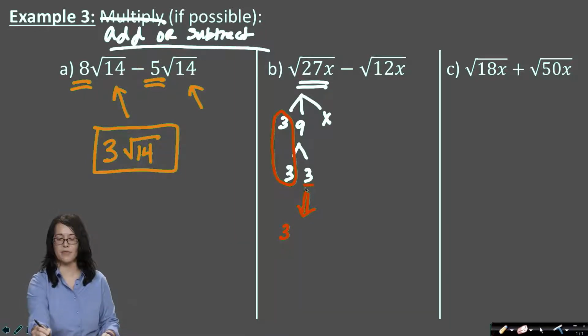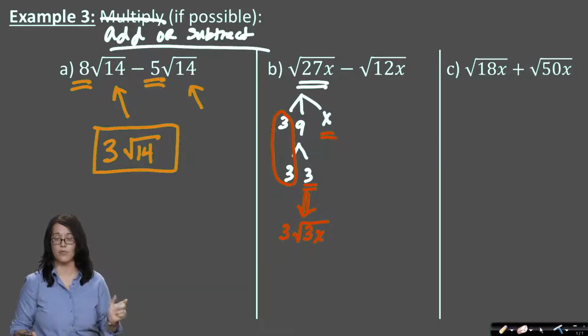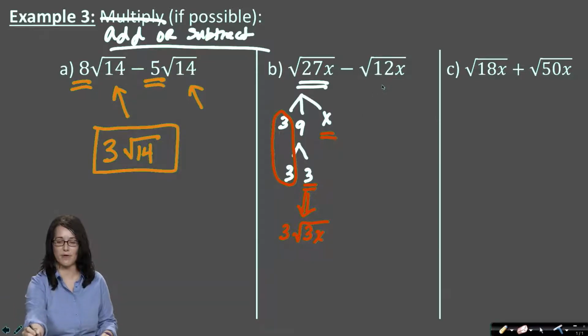But notice that the other 3 and the x are still trapped under the radical. Those are called our radicand put together. So underneath the radical symbol, we would still have 3 times x, or 3x. So did you have 3 copies of 3x under the square root? So 3 square root 3x. Okay, great. Let's see if the second radical simplifies at all.